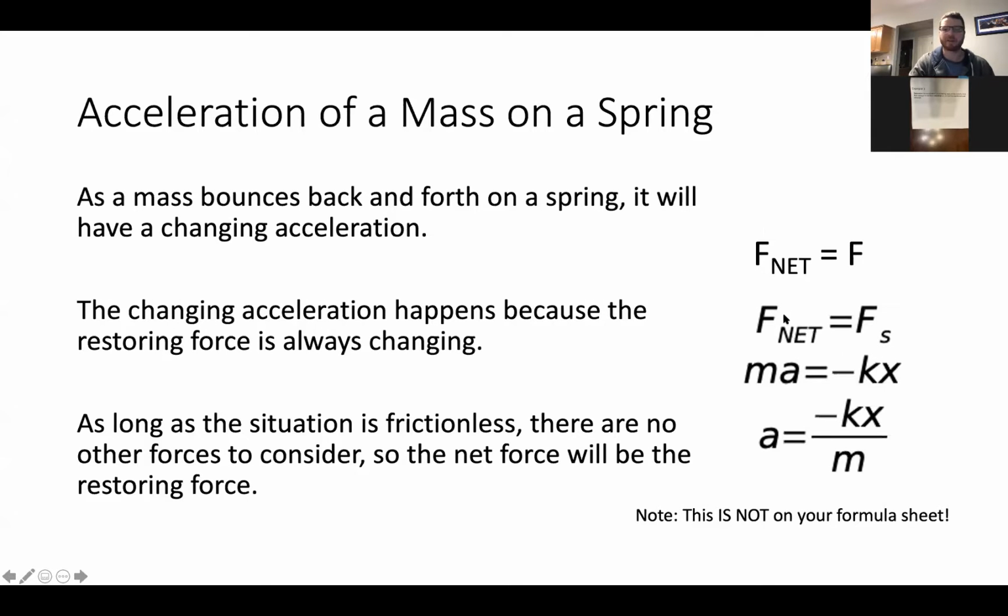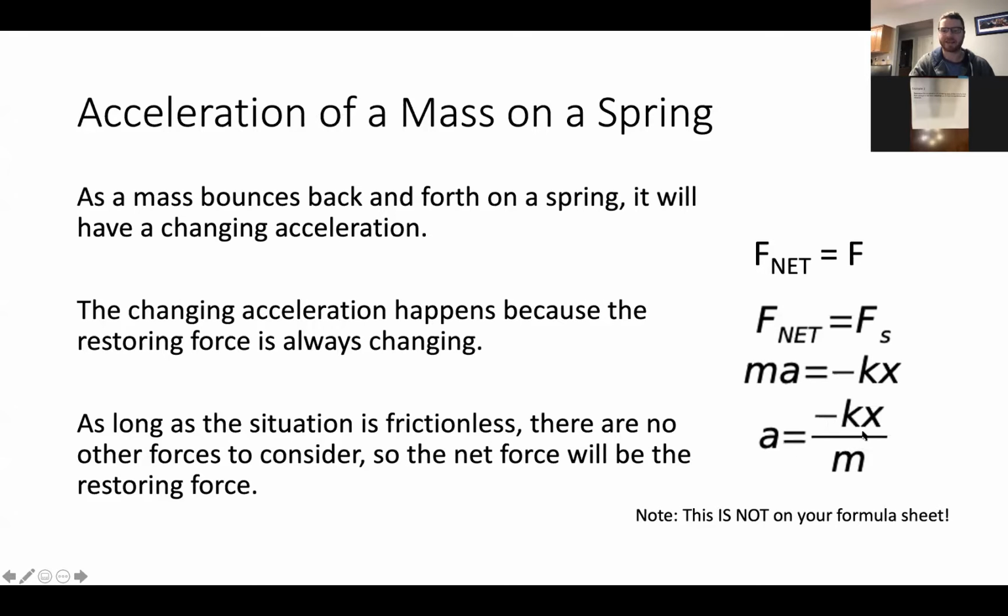We know from previous unit that F net is equal to mass times acceleration. And from this unit, we need to know that the restoring force, Fs, this is on our formula sheet, is equal to kx. So we're just doing another formula substitution here. Okay, if we isolate for acceleration, so if we are looking for the acceleration of a mass on a spring, we'll just isolate for a, so we'll divide both sides by m, and then we'll be left with a is equal to negative kx over m.